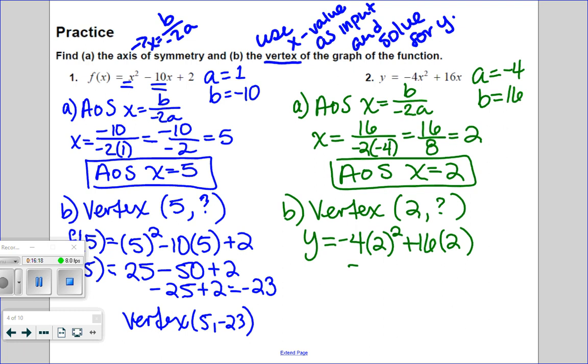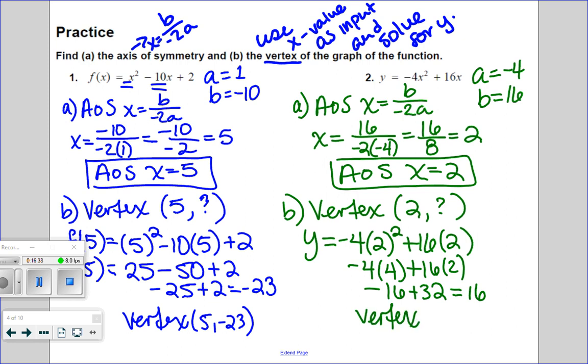Okay, and then negative 4 times 4, sorry, is negative 16, and 16 times 2 is just 32, and then negative 16 plus 32 is 16, right? So our full vertex is going to be at (2, 16) for this particular one. Okay. And I should box my answer.